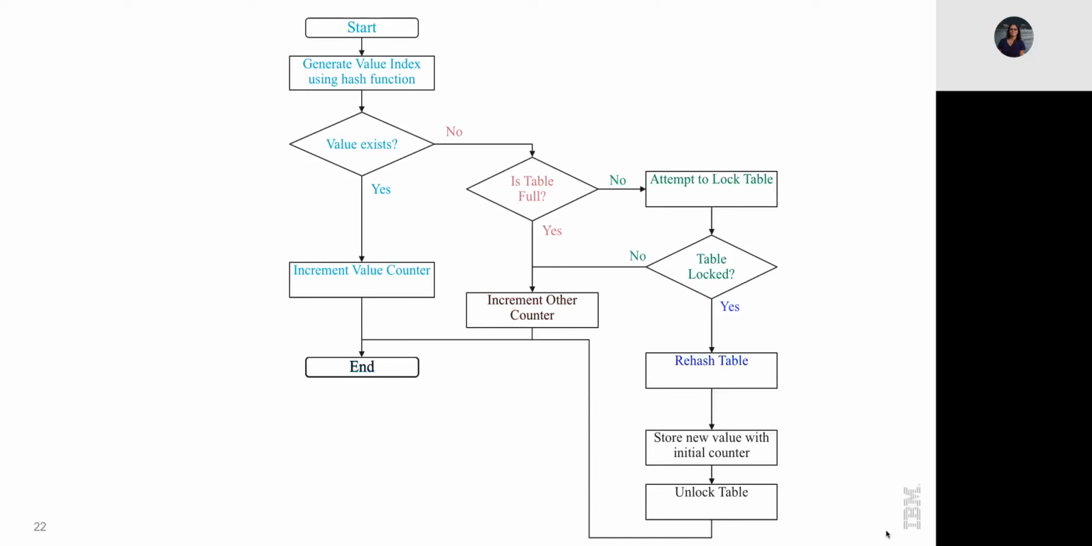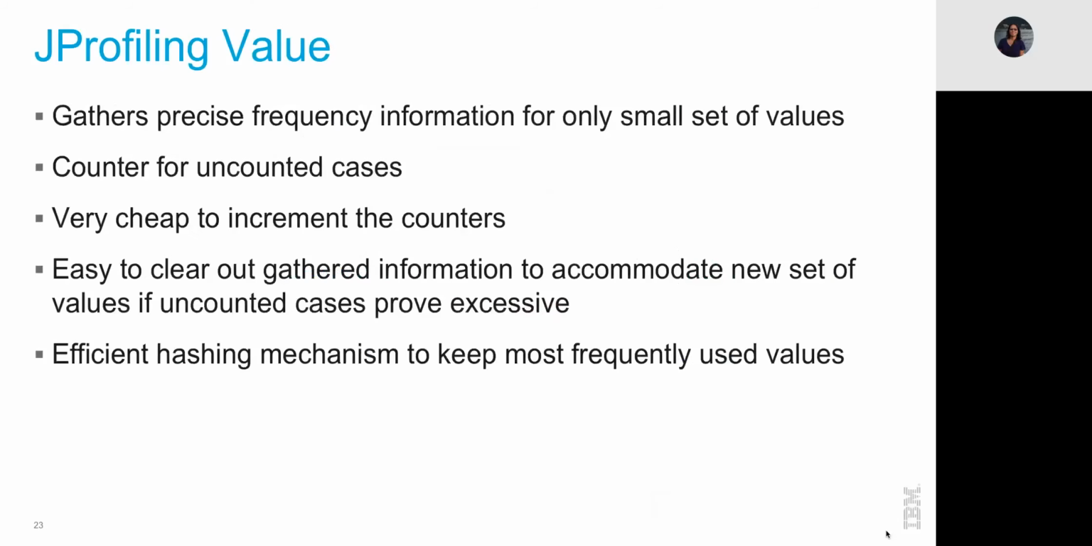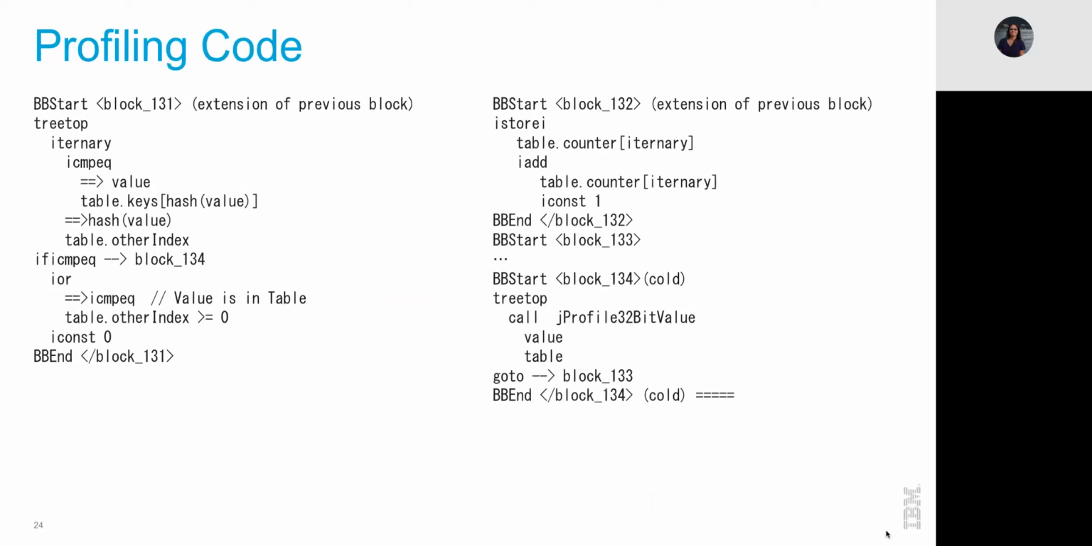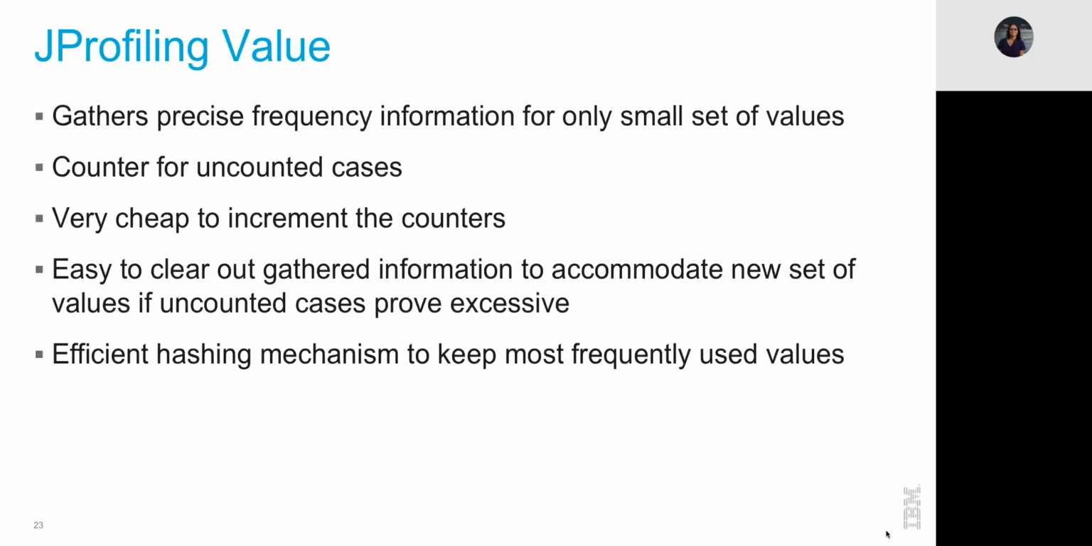then it rehashes the table to make sure that most frequently profiled values are not kicked out in case of collision, adds the new value to the table with an initial counter, unlocks the table, and comes back to running the main program. So with this infrastructure, it gathers precise frequency information for only a small set of values while keeping a counter for other uncounted cases as well. And as I have shown you, incrementing a counter is very cheap. That can be done inline without going to any complicated C code.